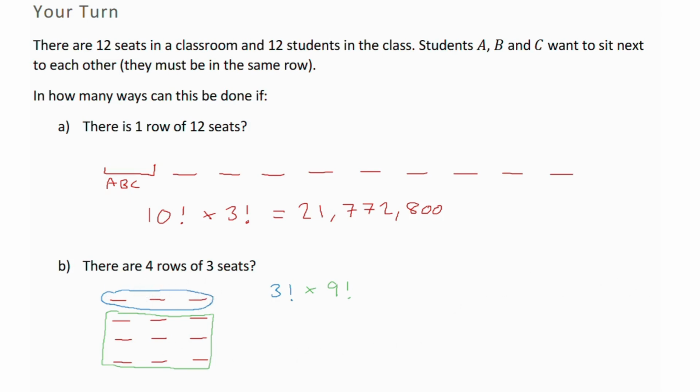But we have another bit here because they didn't have to be in that first row. They could have been in row 2 or row 3 or row 4. So there are 4 possible rows they could have been in, so we need to multiply by 4. Hopefully you can see that whichever row they were in, the 3 factorial times 9 factorial would have been the same. So it's 3 factorial times 9 factorial times 4, which is equal to 8,709,120.